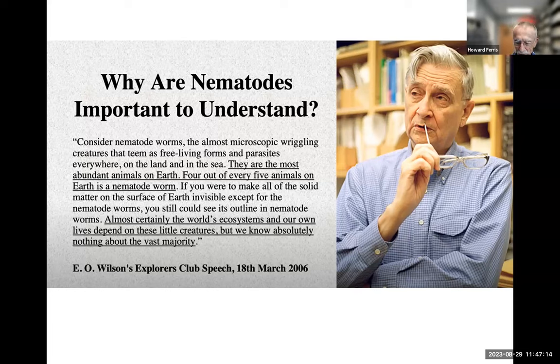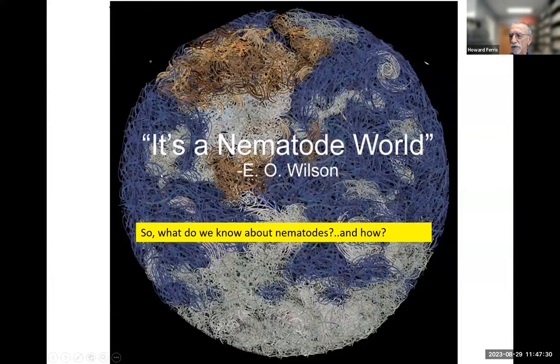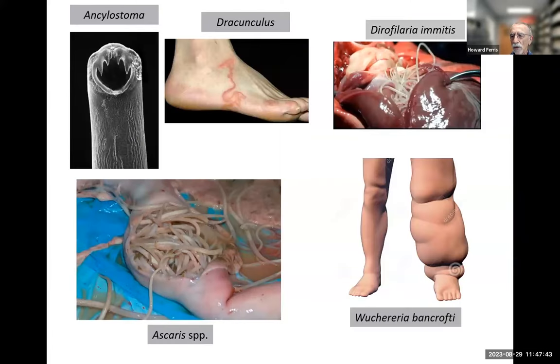Some of that language that Wilson used was originated with Cobb 130 years ago, who was quite eloquent in his detail of the abundance, importance, and diversity of nematodes. But following on with Wilson here, we say it's a nematode world. So here's the planet teeming with nematodes. But what do we really know about nematodes, and how do we know it?